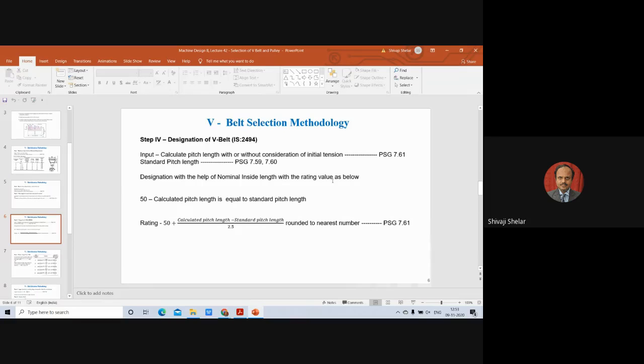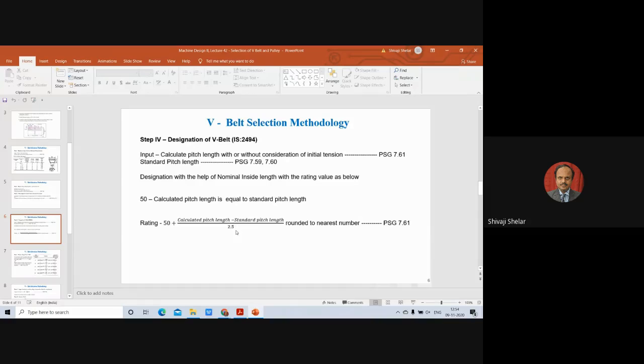Now the rating value is calculated as below. You will use a rating value of 50 if your calculated pitch length is equal to the standard pitch length. Suppose your standard pitch length is 3104 and your calculated L comes around 3104. Then the rating of the belt required is 50. Suppose the calculated length is other than the standard pitch length, then the rating is calculated by this formula: rating is equal to 50 plus the calculated pitch length minus the standard, divided by 2.5.